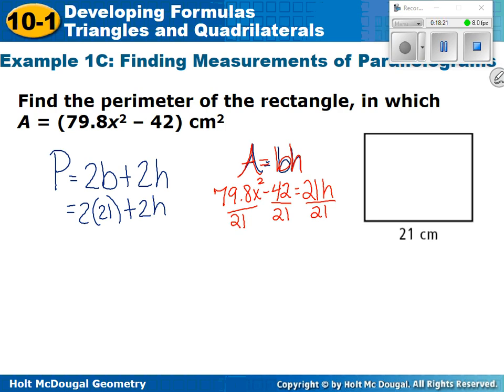So what do we end up with here in front of x squared? 3.8. 3.8x squared minus 2 equals h. So we started with perimeter, couldn't find it because we needed to know the height, switched to area because they gave us that information, solved for the height. Now what do we need to do? Plug it in. So we're going to take this expression and plug it in.